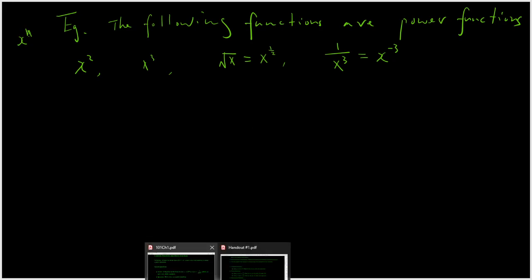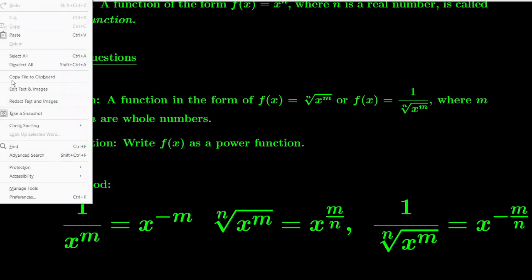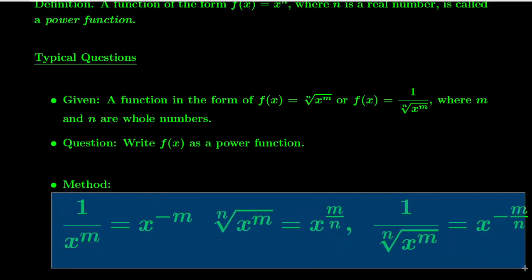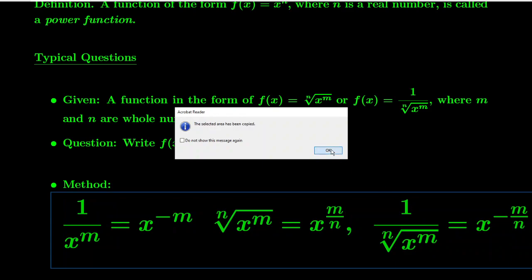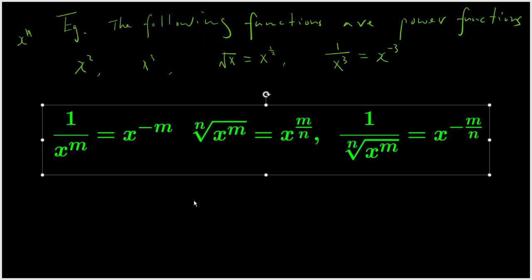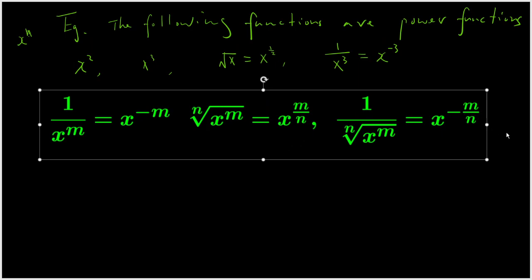If you forgot about this, it doesn't matter. I will tell you three formulas to memorize. I'm going to copy the three formulas on PowerPoint. Remember the formulas right now. If you forgot, you just need to remember these three formulas. These formulas are used to convert some forms of the functions, including some radical functions, to the form of the power functions.